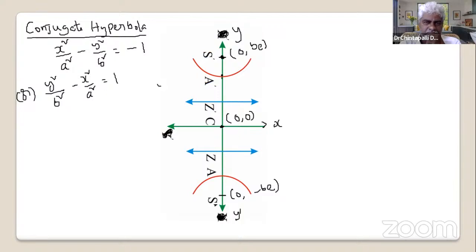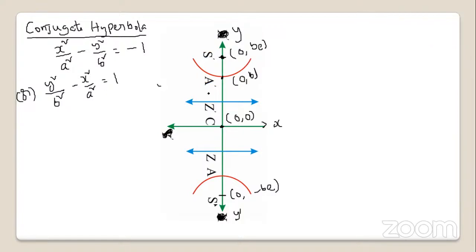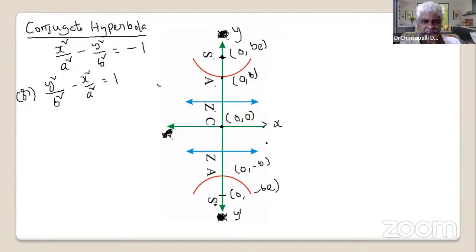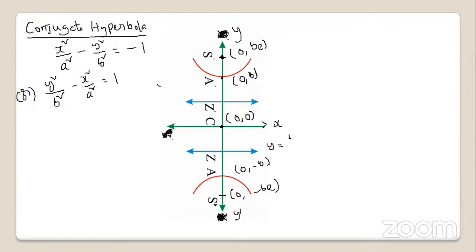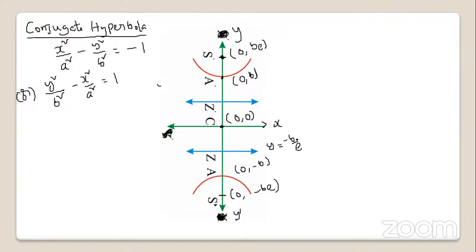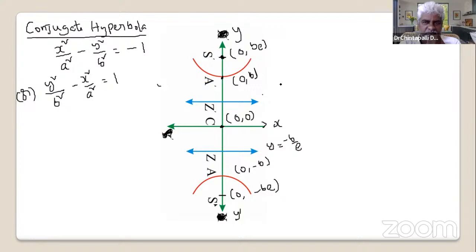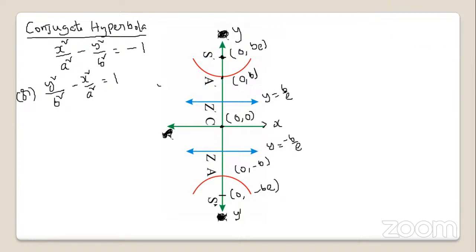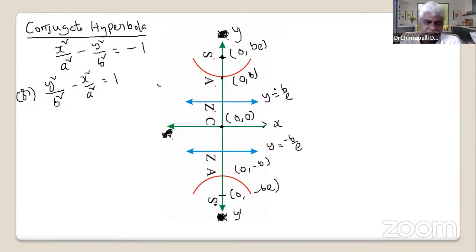Here, 0 comma B and 0 comma negative B. The directrix is y equals B by E. It is y minus, it is downwards. That's why it is negative. Now y equals B by E. It is just for our understanding, but we can go through that point, that table.